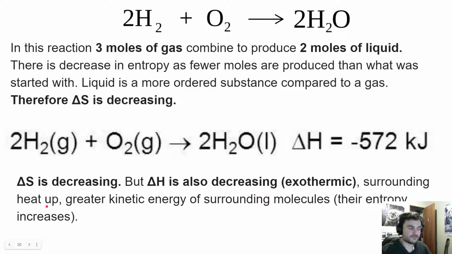Surroundings heat up. When the surrounding air or liquid heats up, it has greater kinetic energy, meaning your surroundings heat up. They're moving around faster. Things are going to get more disordered. Your chemical equation is going to become more ordered, so entropy is decreasing. But the surroundings are going to have the entropy increasing. So that is why we haven't broken the law of thermodynamics.